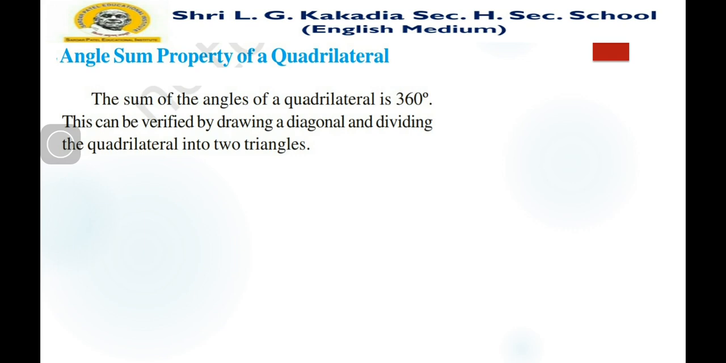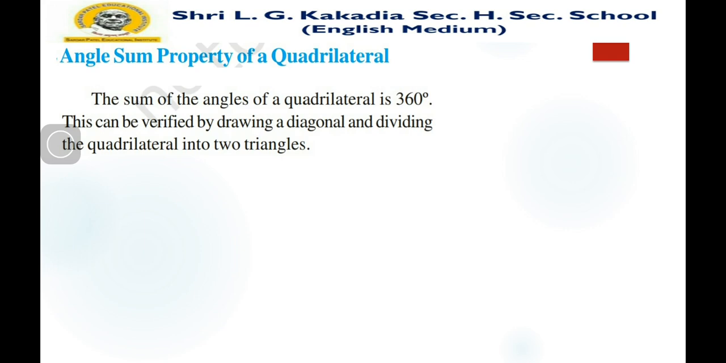Let us remember that. What is the angle sum property of a quadrilateral? That is, the sum of the angles of a quadrilateral is 360 degrees. This can be verified by drawing a diagonal and dividing the quadrilateral into triangles.